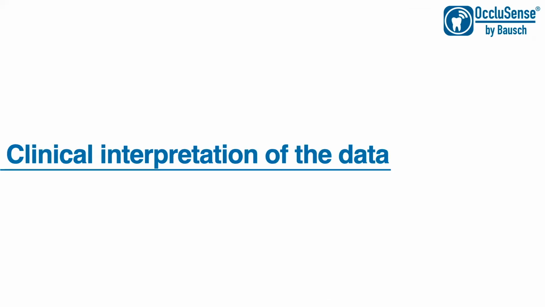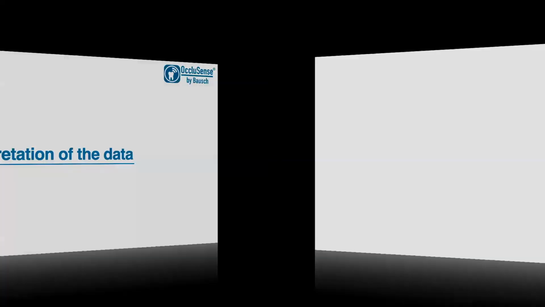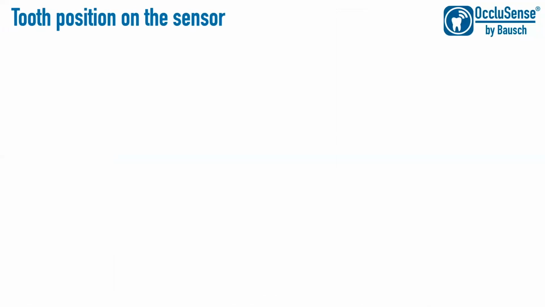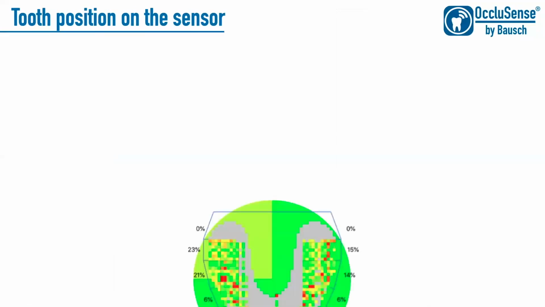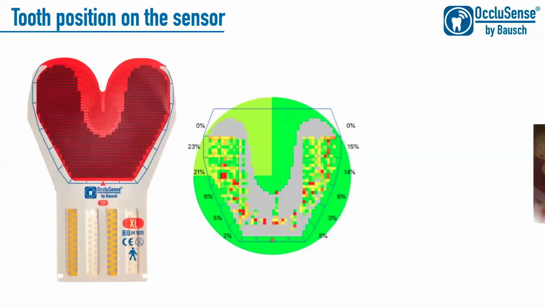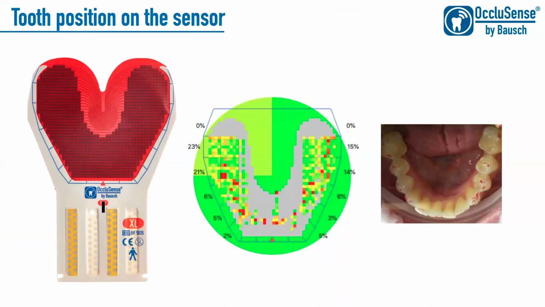To clinically look at the data, you need to ensure that your midline in the patient's mouth is also the midline on the sensor. So you have this red triangle or red line on the sensor where the midline is supposed to be. And this midline needs to be inserted into your patient's midline. So you can see this noted by the black arrow. And then all your OccluSense readings will also align.